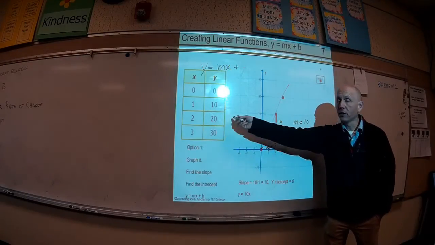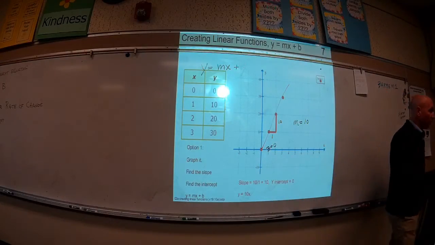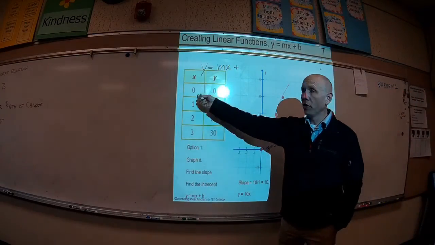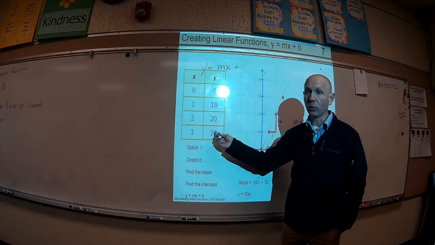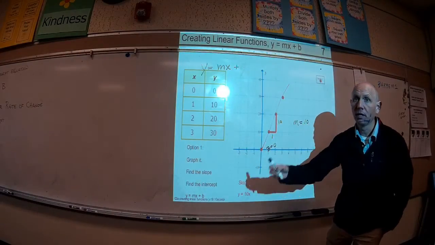I could take the points, graph them, create the equation. But I don't want to do that. I want to do this all with the table. That's what we're about to do. How do I look at the table and create the equation?